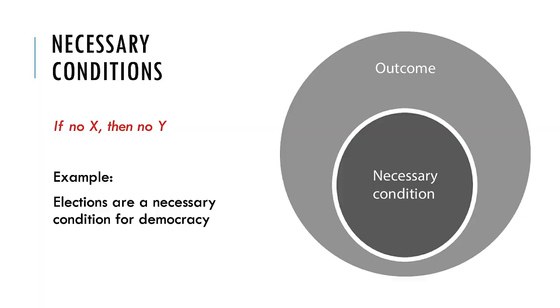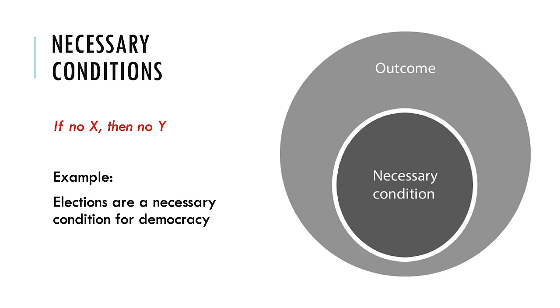Necessary and sufficient conditions are ideas used to establish causal relations in qualitative research. This is one way to talk about causality when you're not using statistics or experiments. Necessary conditions are factors that are required, or necessary, to produce an outcome.